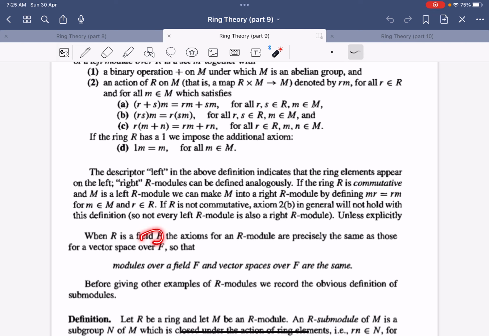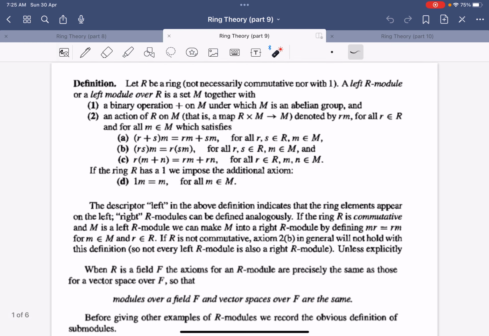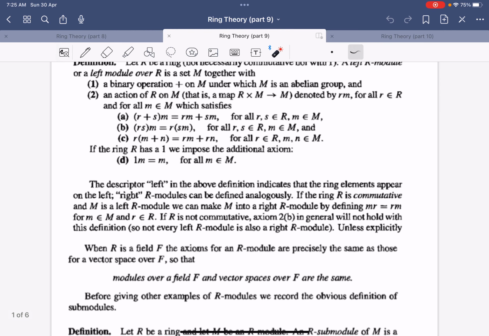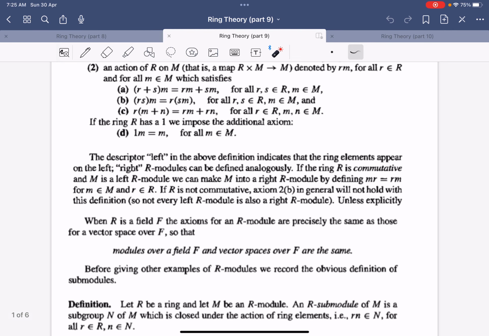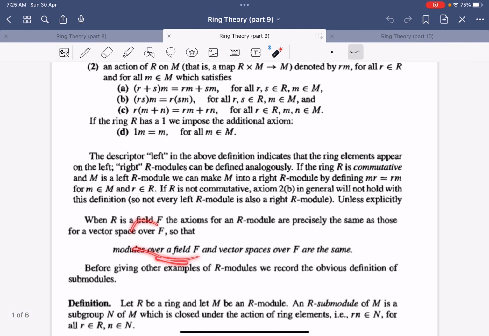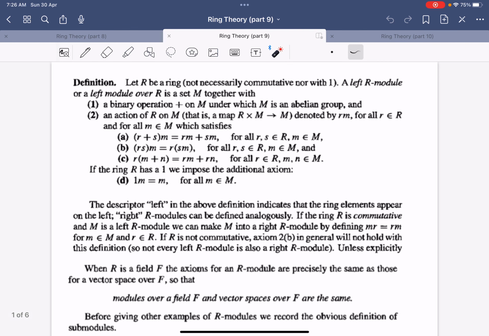When R is a field, the axioms for the R modules are precisely the same as for vector spaces over fields. And so modules over fields and vector spaces over fields are the same thing. Modules generalize it in the sense that it's just over a ring.